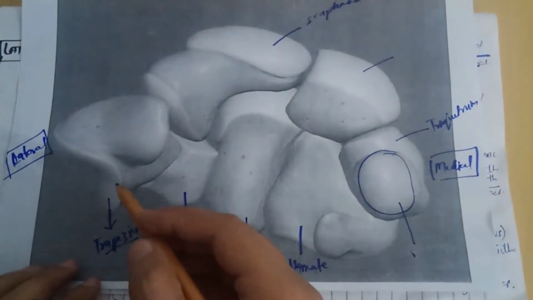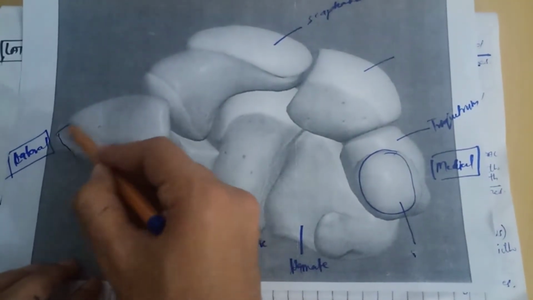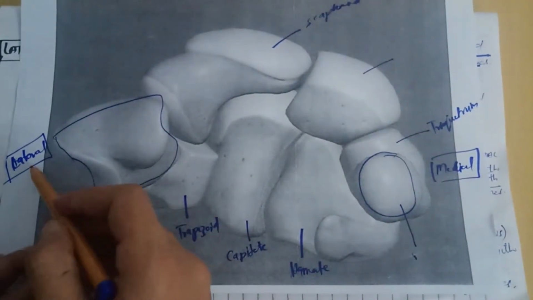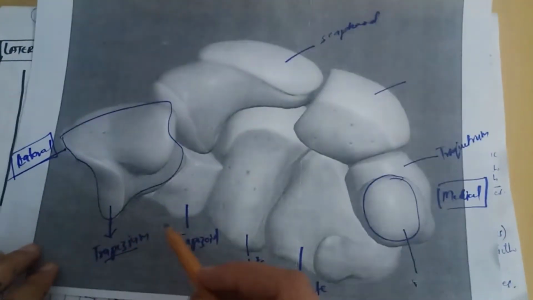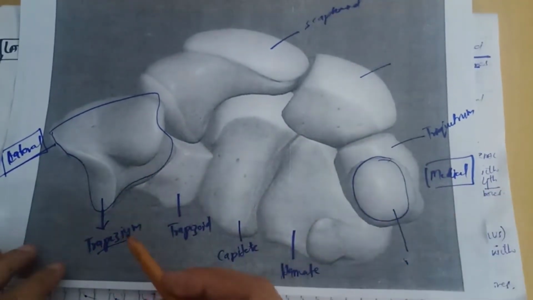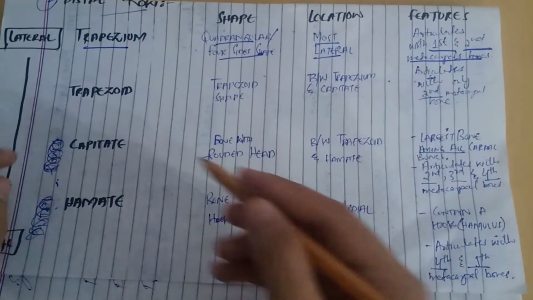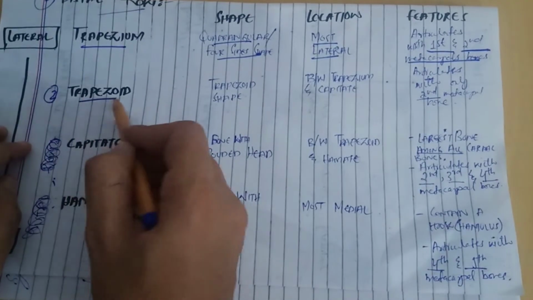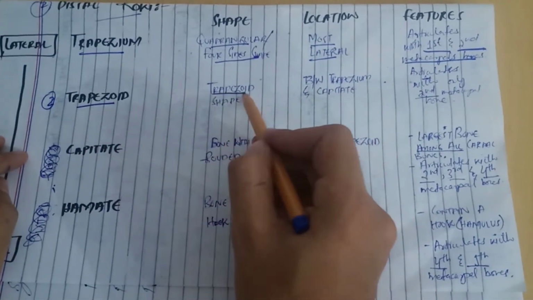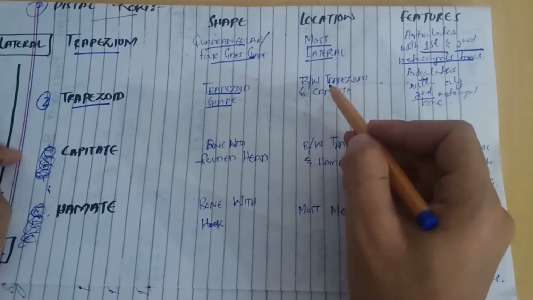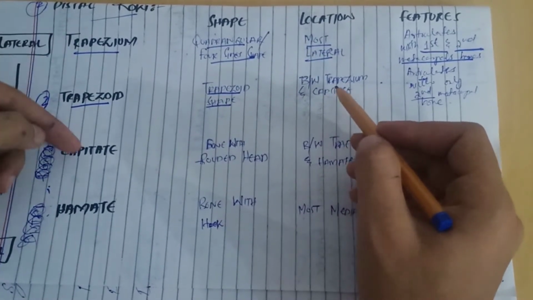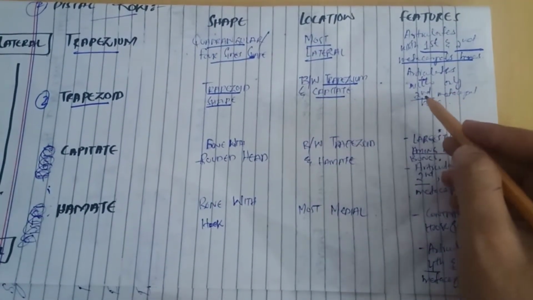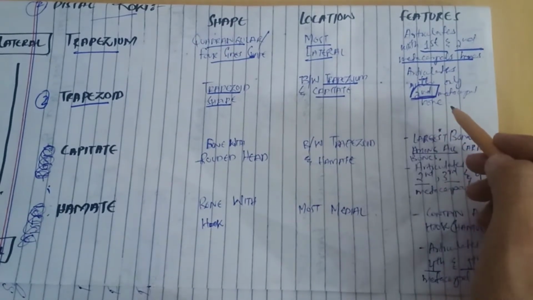Now I will show you the trapezium in the diagram. The trapezium is the quadrangular or four-sided bone, as we have studied in the notes. It is present at the most lateral side, and it articulates with the first and the second metacarpal bones. So the second bone of the distal row of the carpal bones is the trapezoid. The shape of the trapezoid is the trapezoid shape, and its location is that it is present between the trapezium and the capitate bone, and its feature is that it articulates only with the second metacarpal bone.